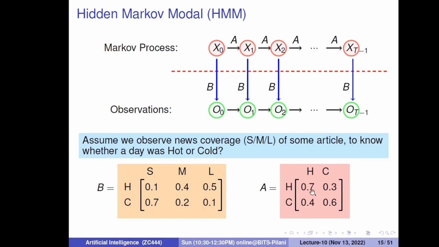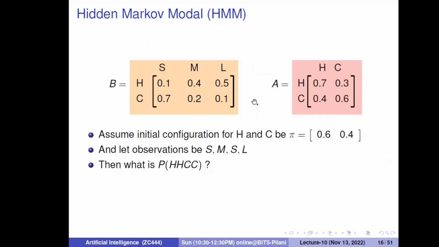Okay, if this is the setting I have, does everybody understand this? Because this is how the day changes. The hot day becomes hot or cold with this probability, and by this matrix we want to understand what is happening in the system. Now my question arises.